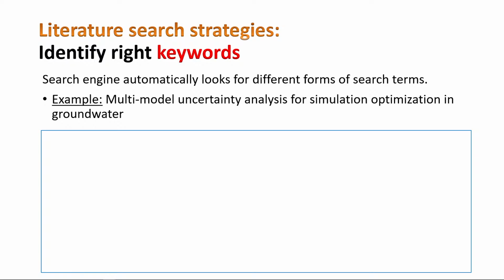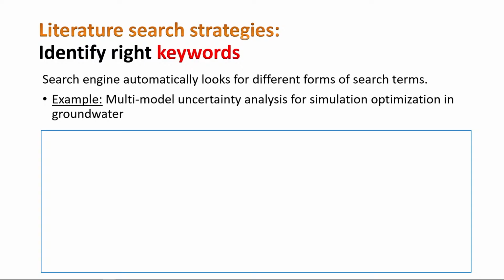So literature search. Just as you would do a Google search, you have a certain topic in mind, and for this topic you need to identify the right keywords, because without the right keywords you're not going to get to the right sources that you're looking for. A search engine automatically looks for different forms of the search term. For example, if you are using a word like behavior, its American spelling would be different than the British spelling, and any search engine will automatically look for both versions of this.